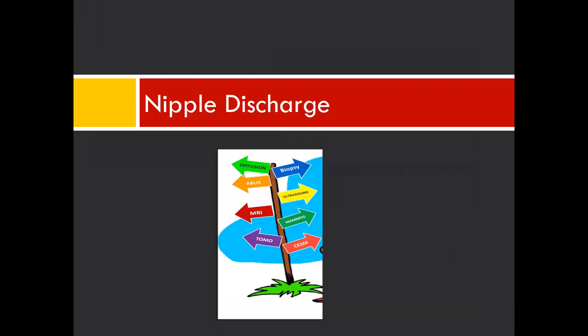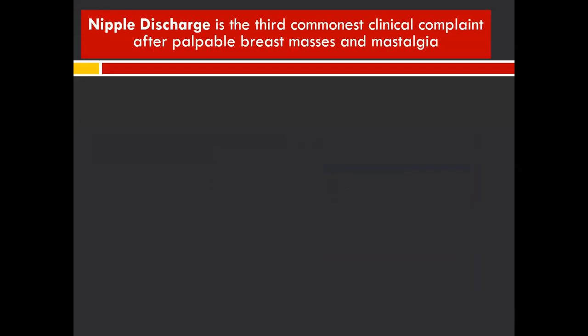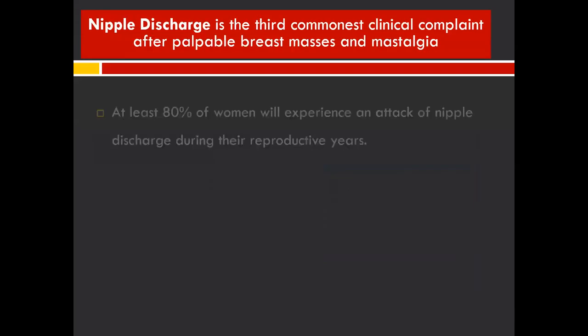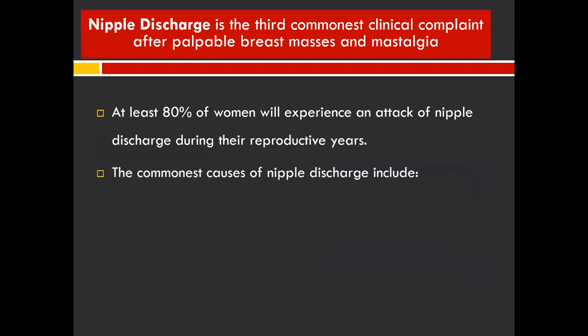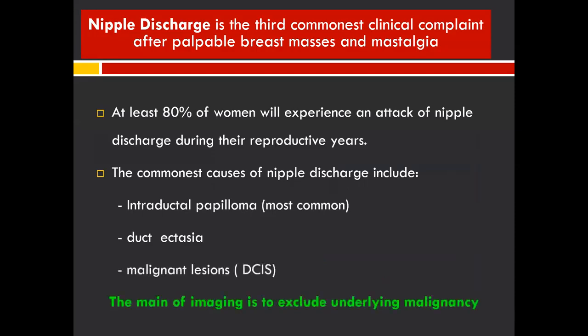And now we move to the next step, and this is the nipple discharge. Again, the nipple discharge is a common clinical complaint. At least 80% of women will experience an attack of nipple discharge during their reproductive years. The commonest causes of nipple discharge include intraductal papillomas, which is the commonest, duct ectasia, and malignant lesions like DCIS, and the main aim of imaging is to exclude underlying malignancy.